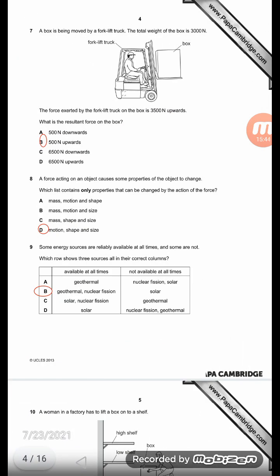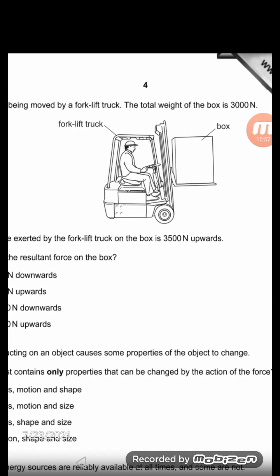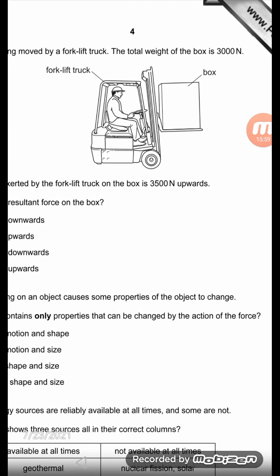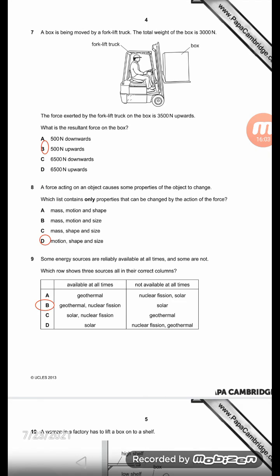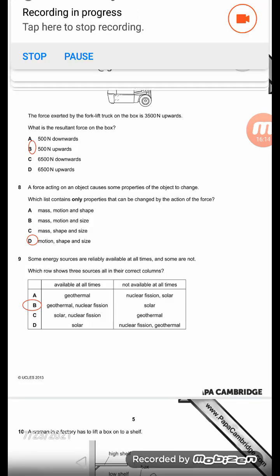The force exerted by the fork truck on the box is 3,500 Newton upward. The total weight of the box is 3,000, and the force acting up is 3,500. What is the resultant force? You have learned about the resultant force, right? But still let me give you a review of the resultant force.